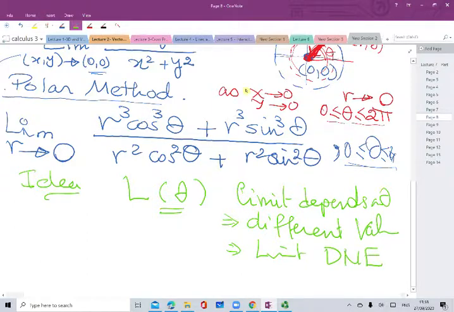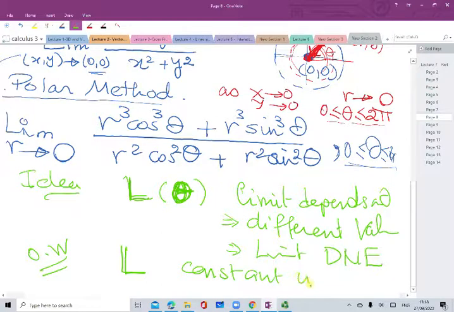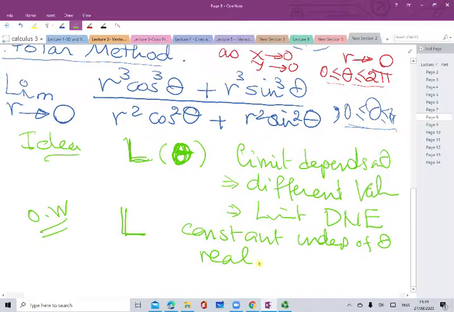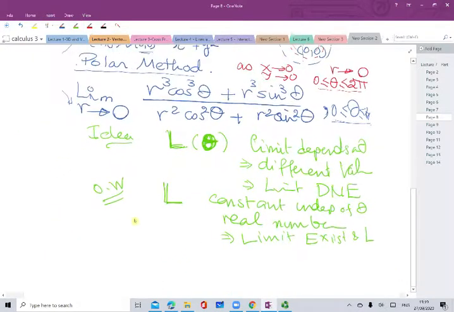If I finished the job and ended up with a theta variable inside my limit, then it does not exist. Otherwise, if it turned out to be a constant independent of theta, with a real, finite value, then I say that the limit exists, and this limit is equal to this L. I don't need to do paths here.